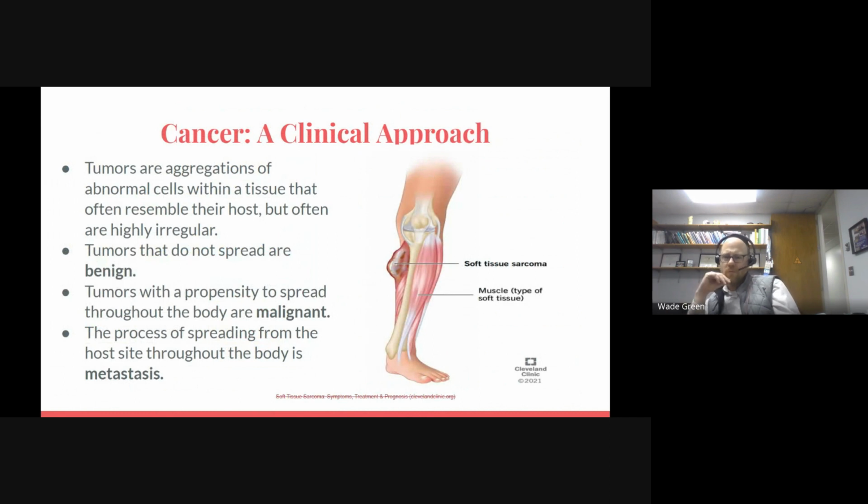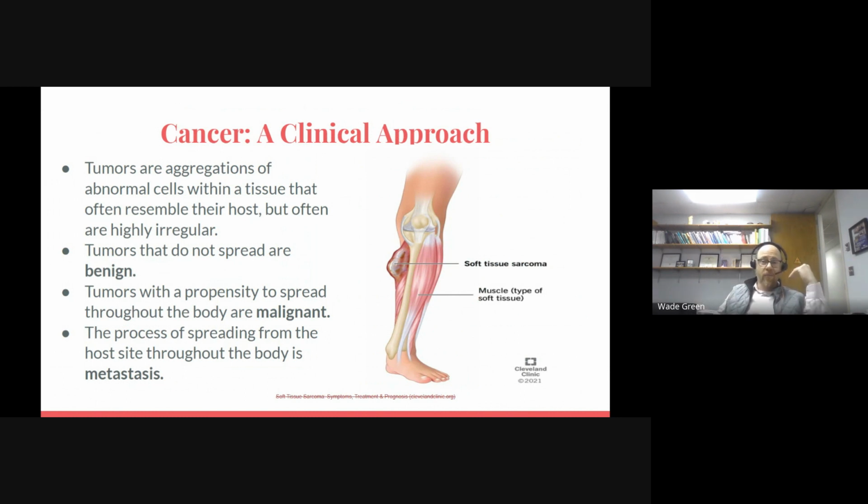So just a little bit more about cancer here. As we've talked about, tumors are aggregations of abnormal cells, generally dysplastic cells within a tissue, that oftentimes look like their host, not all the time, but they're going to have characteristics of the cells that they're surrounded by. Often these can be highly irregular due to the extracellular matrix that surrounds them. Now, some basic definitions here for medical terminology purposes.